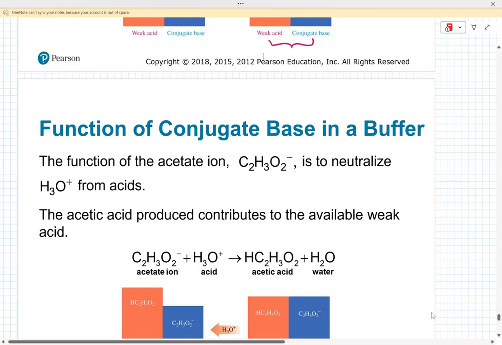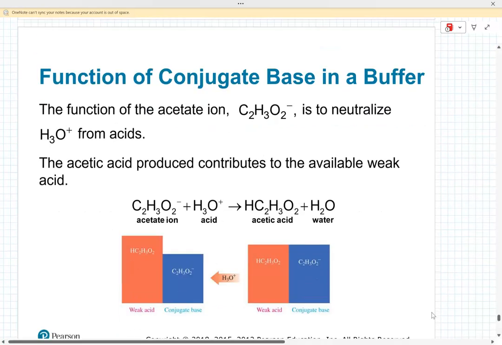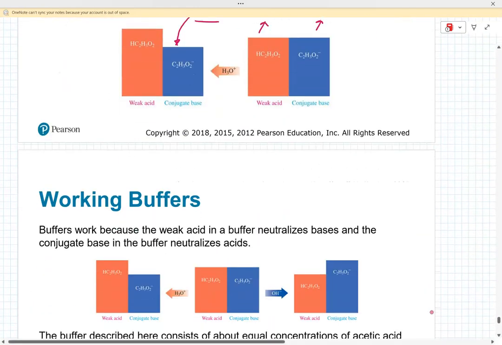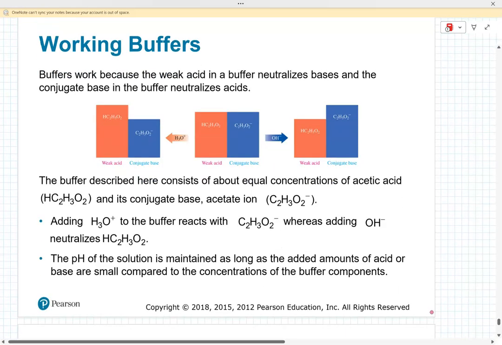Now, the function of the acetate ion is the opposite: to neutralize acid. You add acid, and the acid is absorbed by the acetate ion, forming acetic acid and water. Does that make sense to you? So this is the way the buffer works.